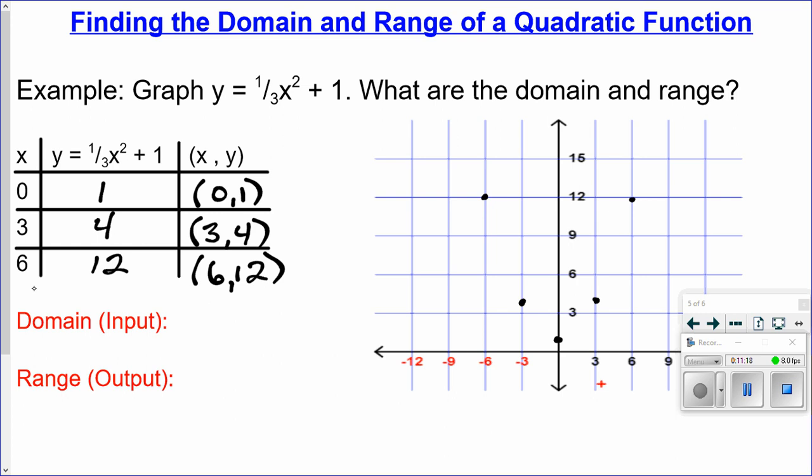Now I could have put those values in here. I could have put -3 and -6 and gotten those points. But since I know that this is symmetrical, I saved myself some time by just doing the positive side and then mirroring it over the axis of symmetry.